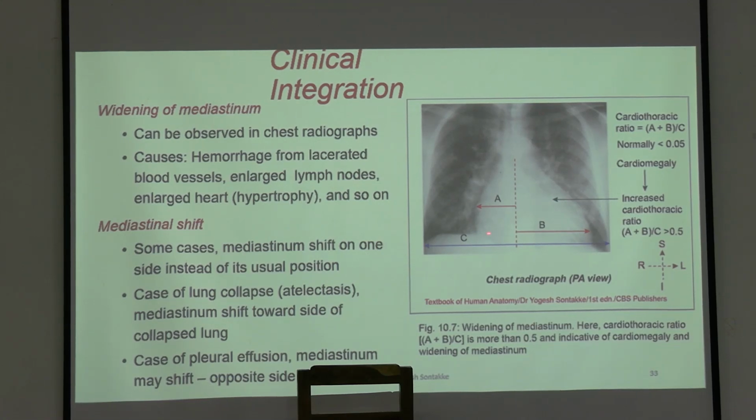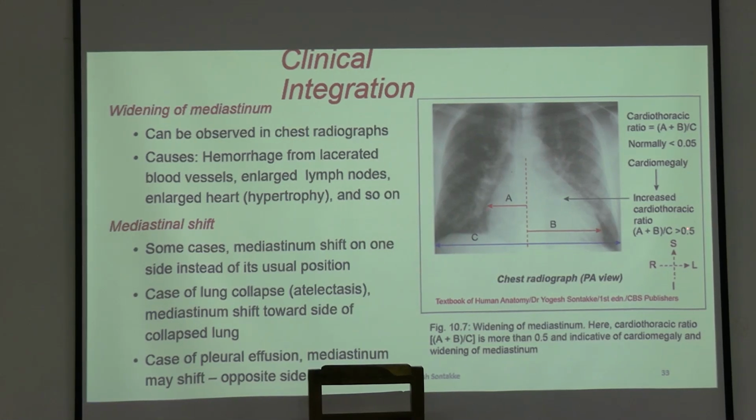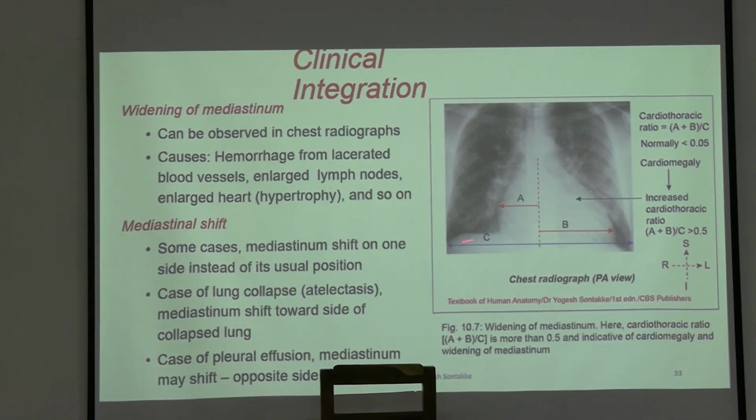So generally, this is the diameter of the heart, the maximum diameter of the heart, that means A plus B, and this is the diameter of the thorax. When the ratio becomes more than 0.5, we can say there is cardiomegaly or some other condition. So in X-ray we can have some idea about the shadow of the mediastinum.